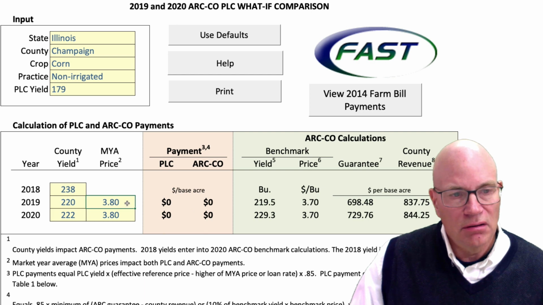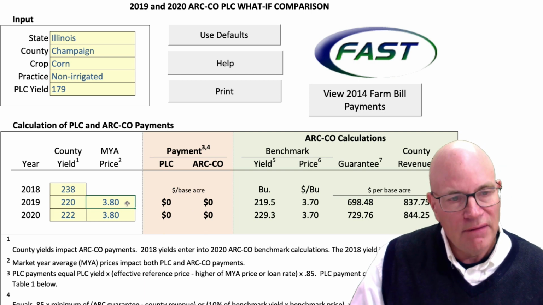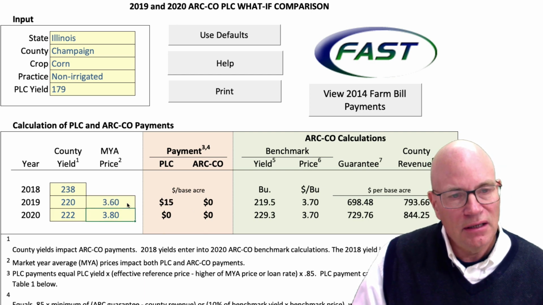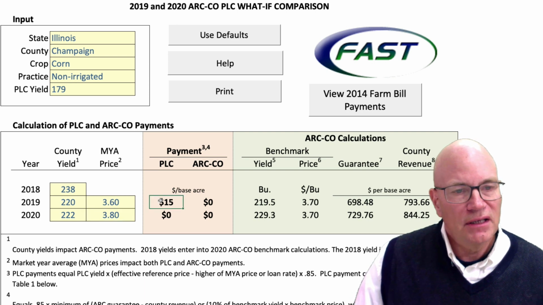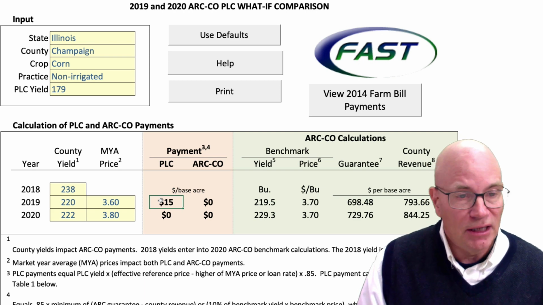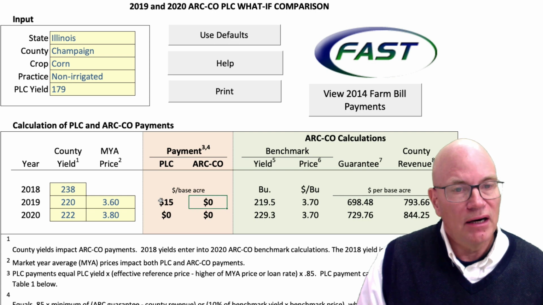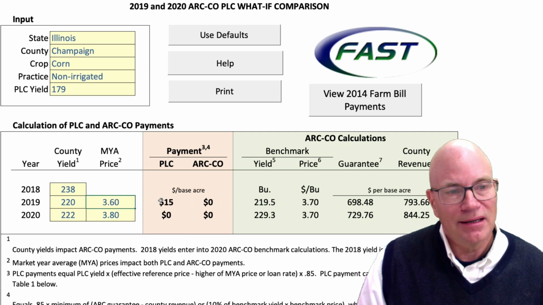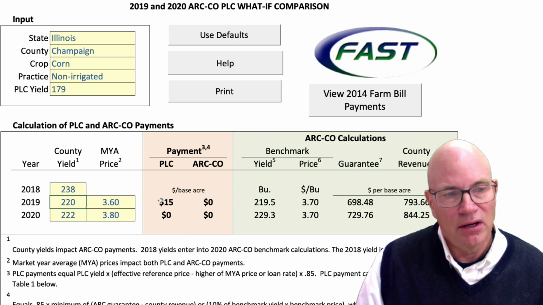Currently they're at 0. If we put a market year average price of $3.60 in here, we will get a $15 PLC payment because the $3.60 is below the effective price for PLC, which is $3.70. We still don't have an ARC County payment, but it's likely that Champaign County will have a lower yield than our trend line of 220.